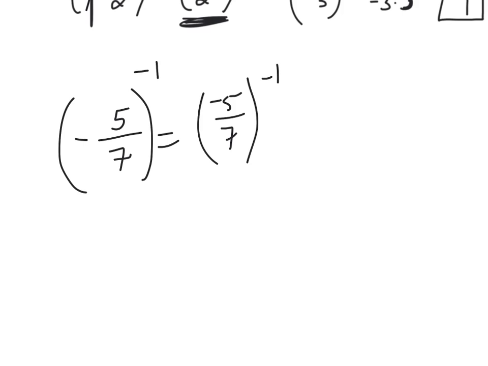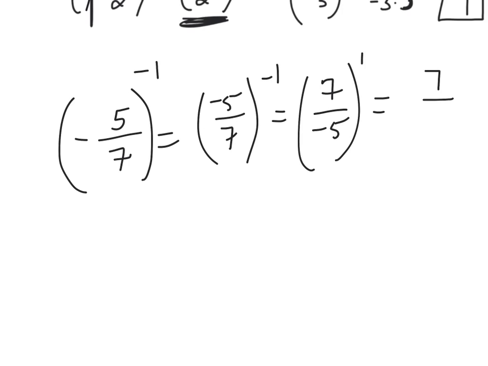So now my negative exponent tells me I need to flip the fraction. And now, this might seem silly, I have an exponent of 1, which changes nothing, because 7 all by itself is 7, and negative 5 all by itself is negative 5. All right, I hope this helped.